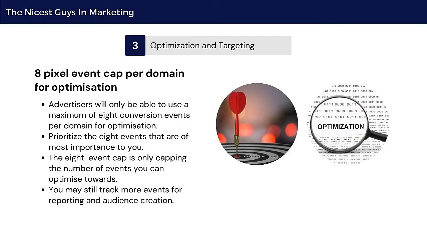Now, this is a big one. Advertisers will only be able to use a maximum of 8 conversion events per domain for optimization. So you are going to have to prioritize the 8 events that are of most importance to you as a business. But let's be clear on one thing, the 8 event cap is only capping the number of events you can optimize towards. So you may still track more events for reporting or audience creation, for example.